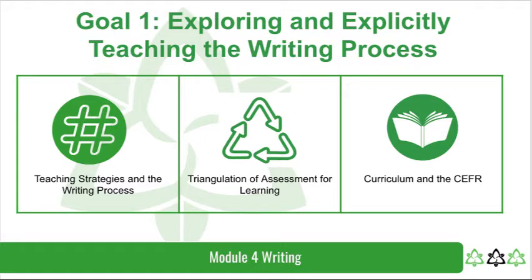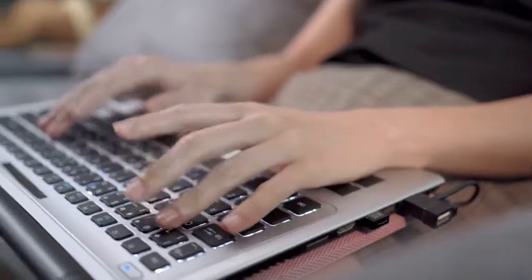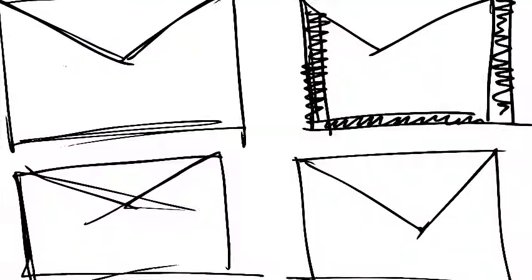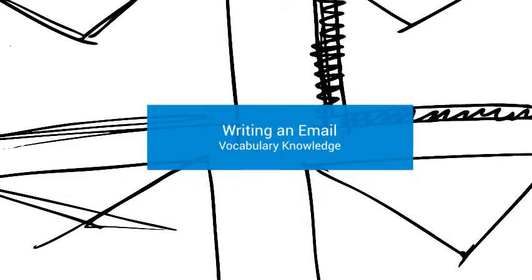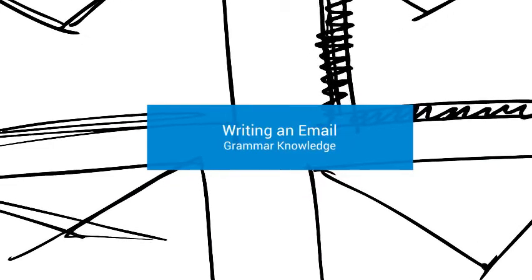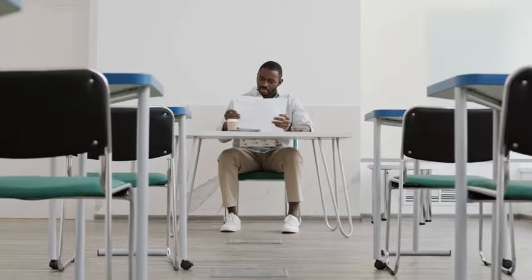To gauge where learners are in their writing development, the educator assigns a task, such as responding to an email invitation. The information gathered from this task could include sentence structure, vocabulary knowledge, grammar knowledge, etc. Educators collect the writing samples and use them to establish next steps based upon the now established needs.